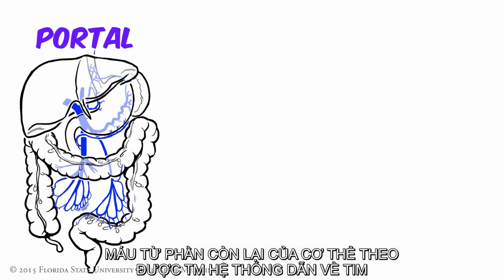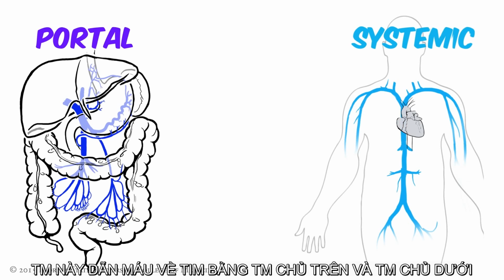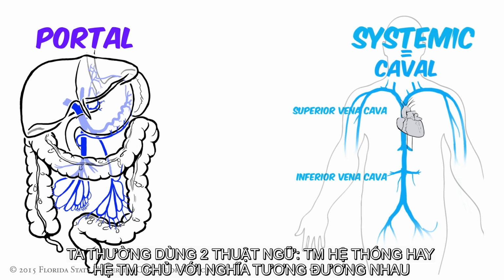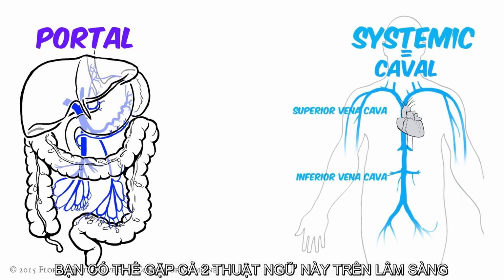In contrast, blood from the rest of the body is transmitted by systemic veins. These veins direct blood back to the heart via the superior and inferior vena cavas. Because of this, systemic venous circulation is often referred to as the caval system. We will use the two terms, systemic and caval, interchangeably, since it is likely that you will encounter both in the clinical setting.